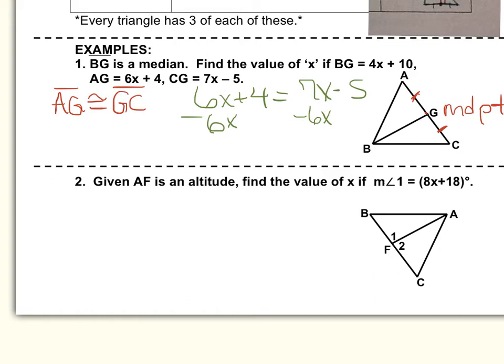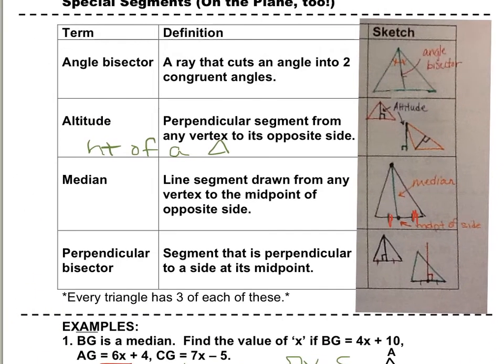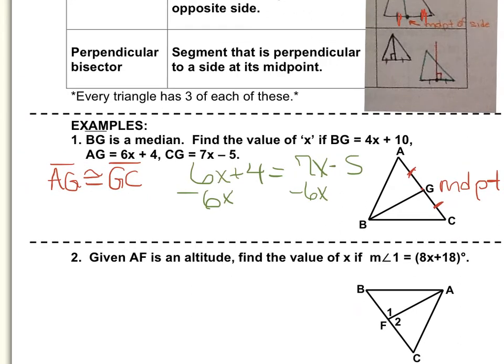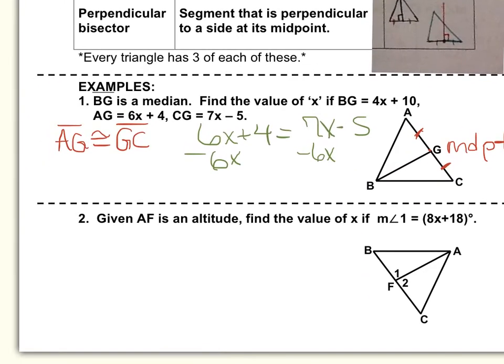Alright, given that AF is an altitude, being an altitude means that we have a right angle. Those two segments, the side that it touches and the altitude, are perpendicular. So that means here that angle 2 is going to be a right angle and angle 1 is going to be a right angle because AF is that altitude. So I know that the measure of angle 1 is 90 degrees and the measure of angle 2 is 90 degrees.